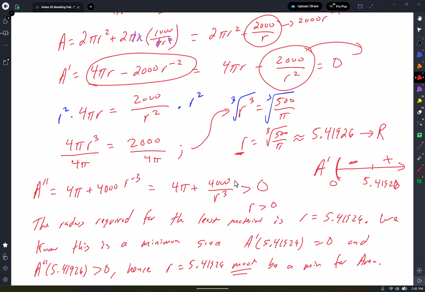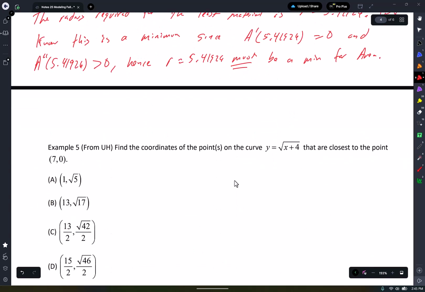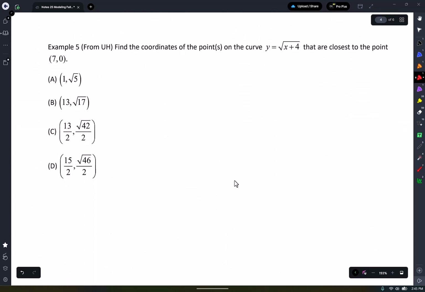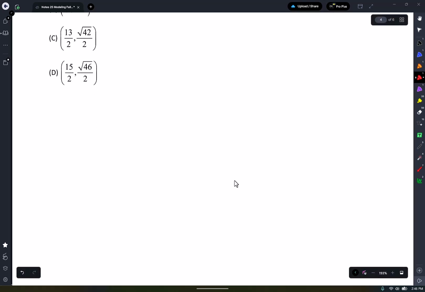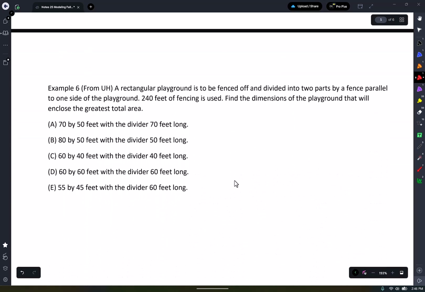Maybe you liked that problem. Maybe you didn't. I don't know. Before we do this example 5, because that's the hardest one, let's go to example 6.